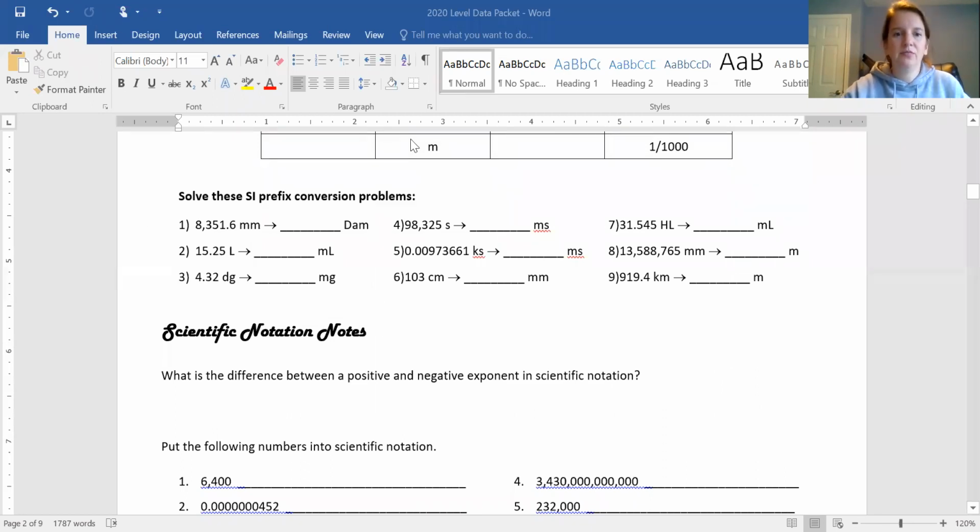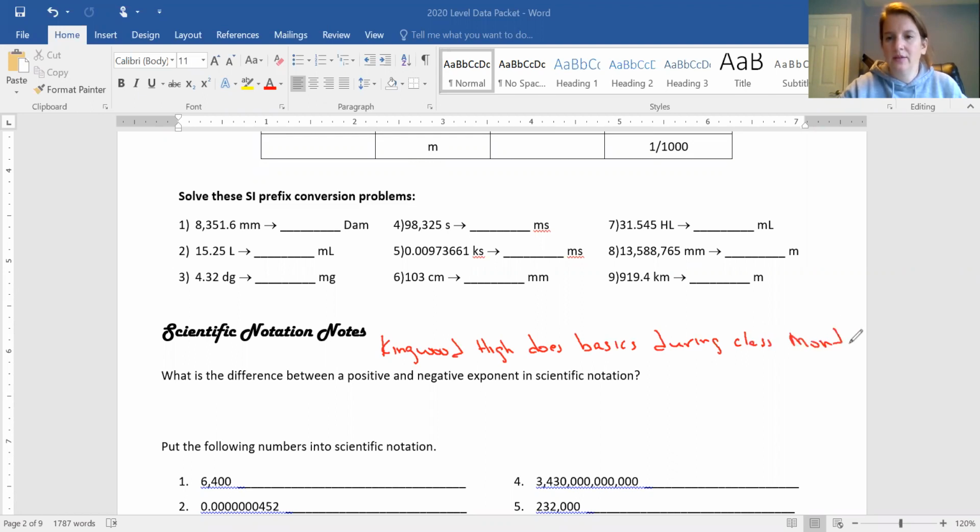And I'm just going to rewrite that sentence. Kingwood High does, I'm going to put basics during class Monday. So let's look at this first example. Remember, I said that the first letter is representing the prefix. The second letter is representing the unit. The first letter is what we need to concentrate on.